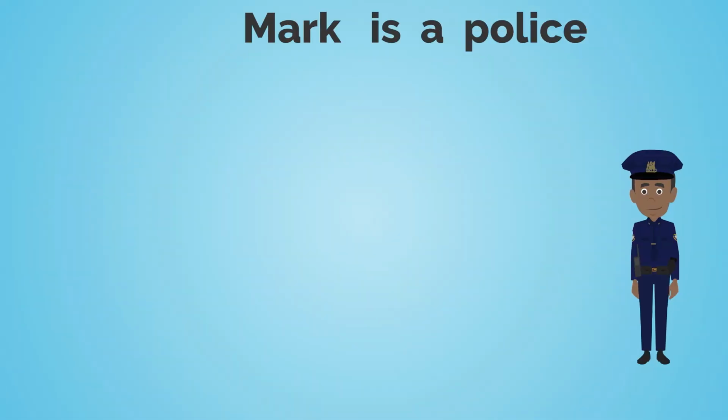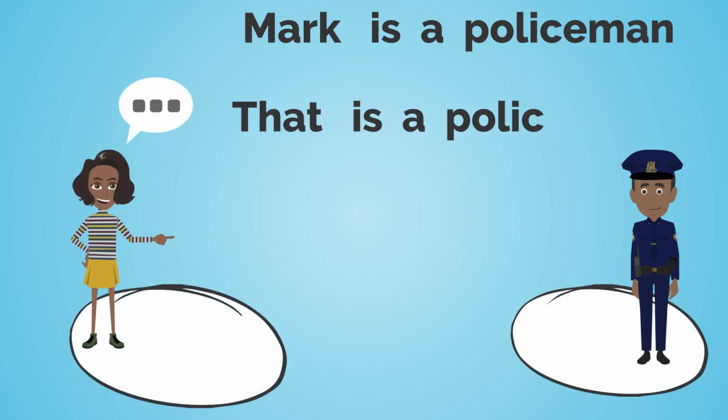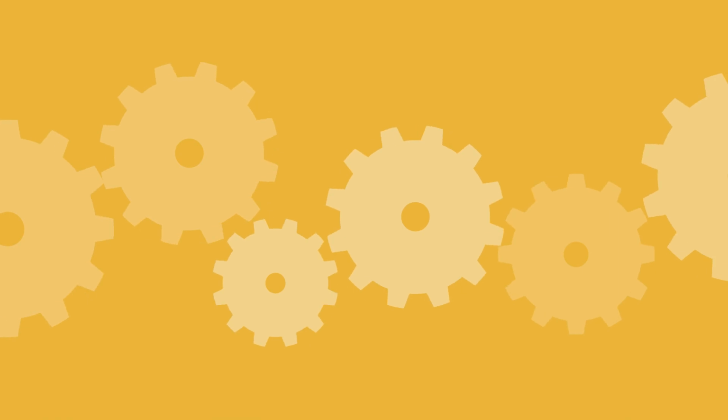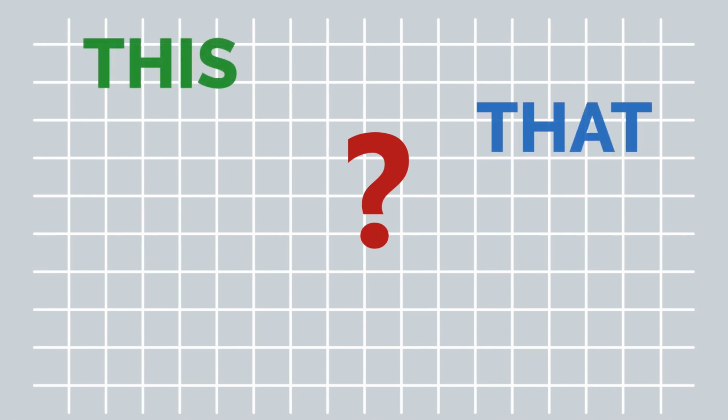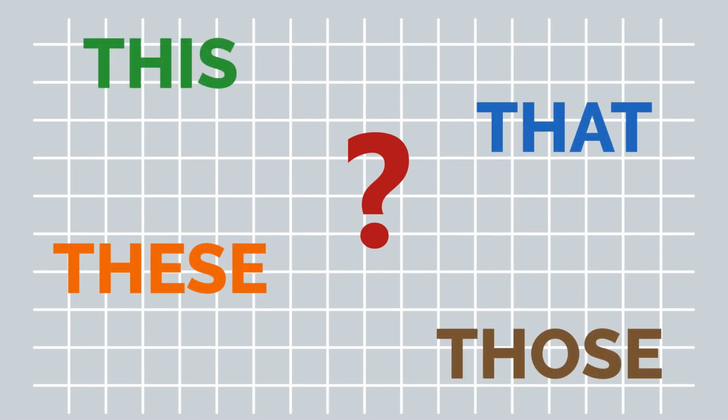Mark is a policeman. That is a policeman. We use that as a pronoun to replace the noun Mark. This, that, these, those.